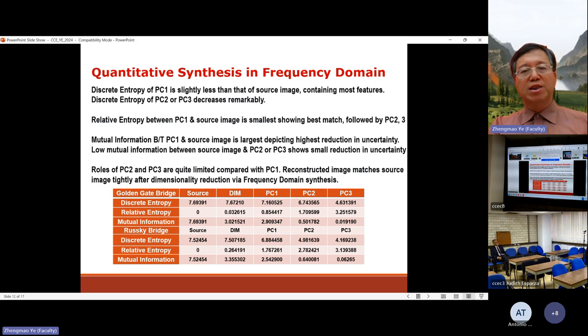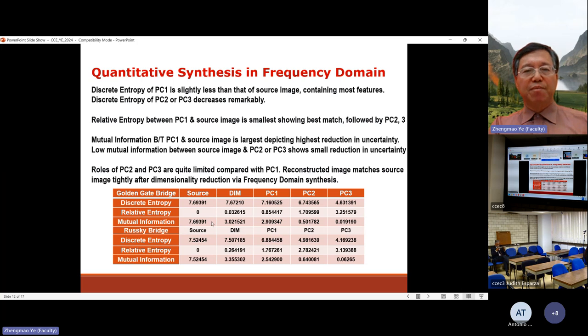So the conclusions for both cases are the same. The discrete entropy of PC1 is just slightly less than the source image, as it contains the most features, of course. The discrete entropy of PC2 and PC3 decreases remarkably. The relative entropy between PC1 and the source image is the smallest among all of those, showing the best match, followed by PC2 and PC3.